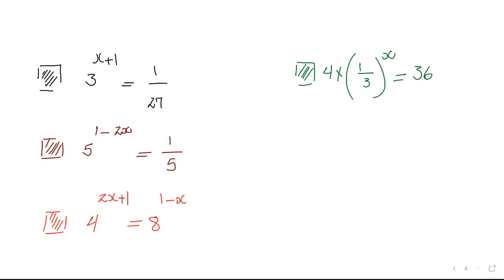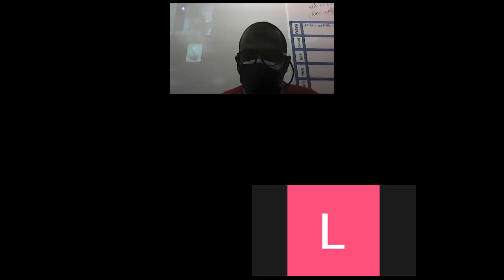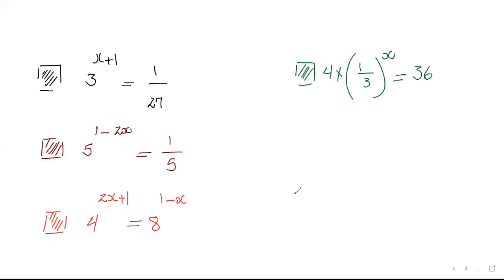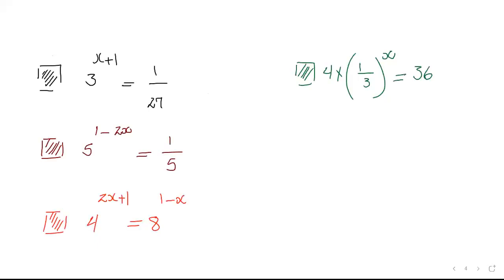Let me temporarily pause the recording. Okay, now, I'm going to solve all of them. First, we are just going to try the first one: 3 to the power x plus 1 equals 1 over 27. It's very similar to the thing which I solved for you on the board, just one minor problem.